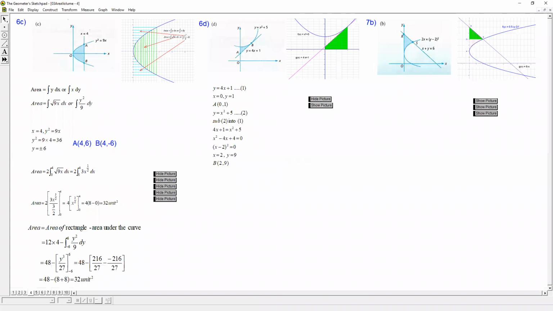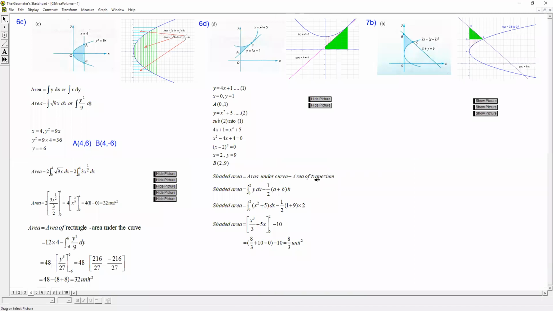Right, click here. So the shaded area is area under the curve minus area of trapezium. Area under the curve is the area between the curve and the x-axis. So that's why we have y dx here. So integrate x squared plus 5 dx. When you integrate this, it is from the curve until the x-axis.